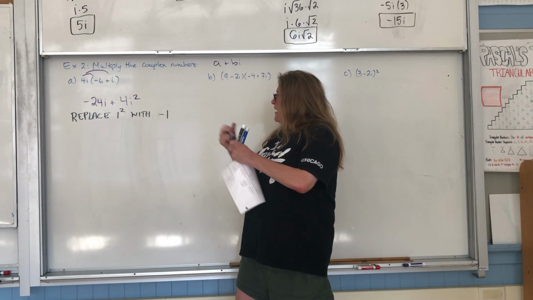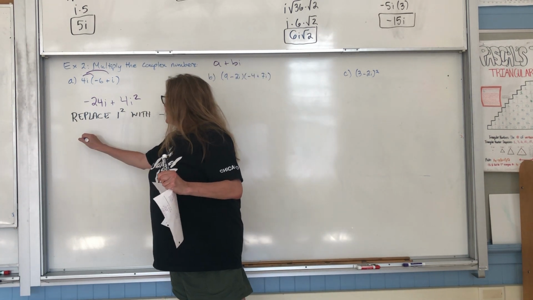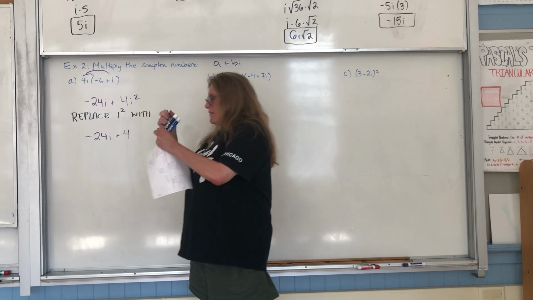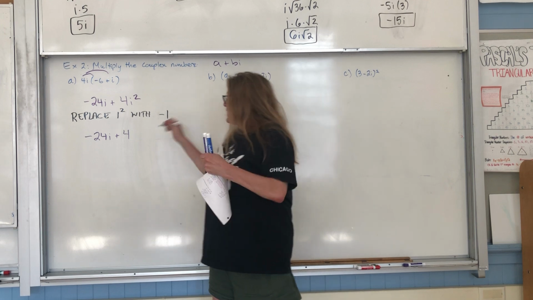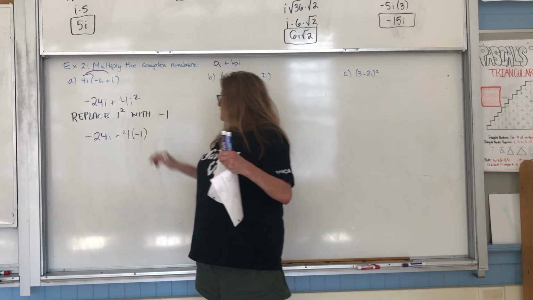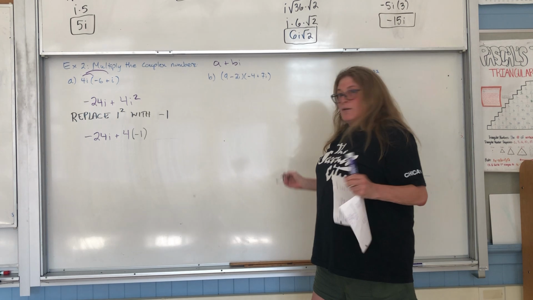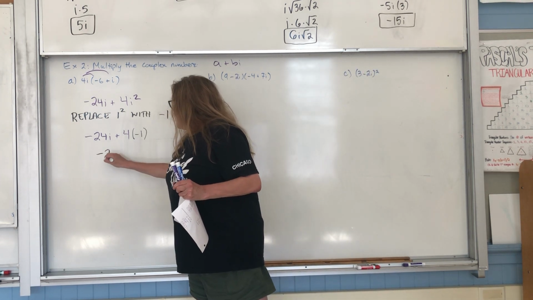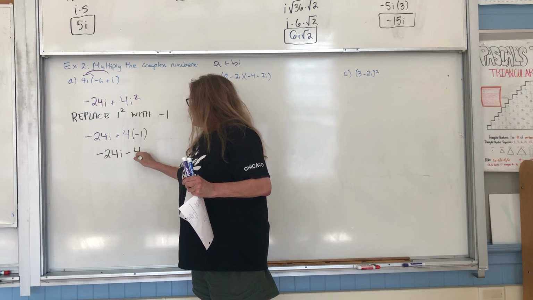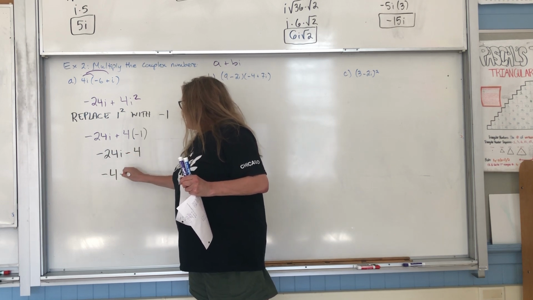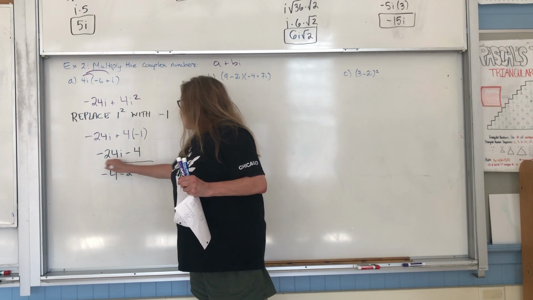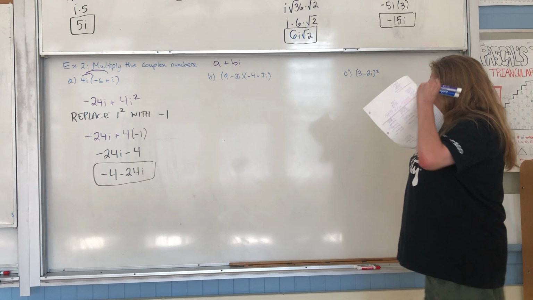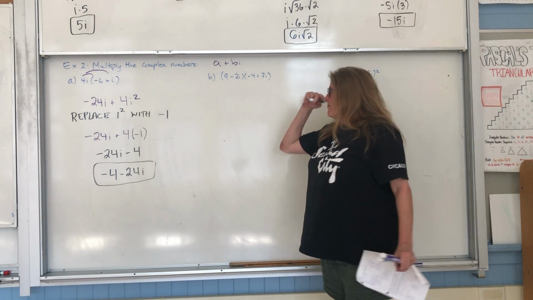So let's see what we have there. We replace i squared with negative 1. We have negative 24i plus 4, and then instead of i squared, I'm going to put a negative 1. So look what happens here. I have negative 24i minus 4, but it's traditional that we put the real part first. So that is what I end up with. Every complex number is going to simplify to the form a plus bi.